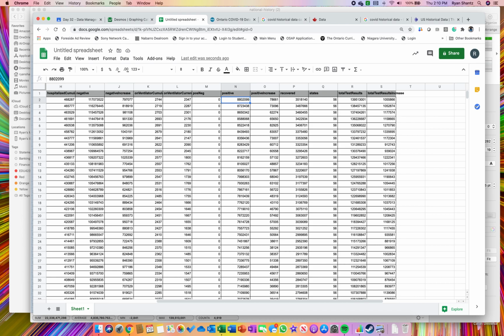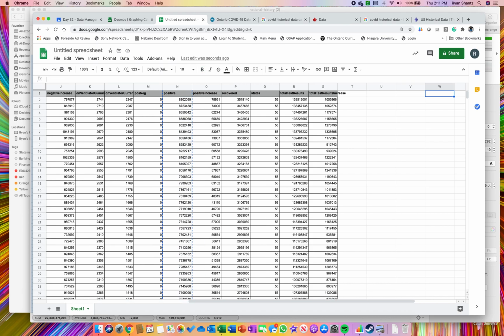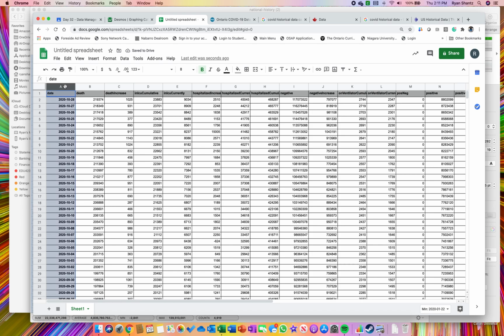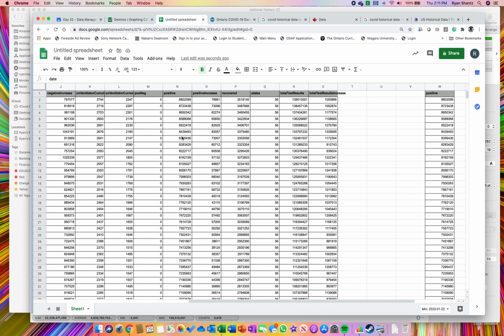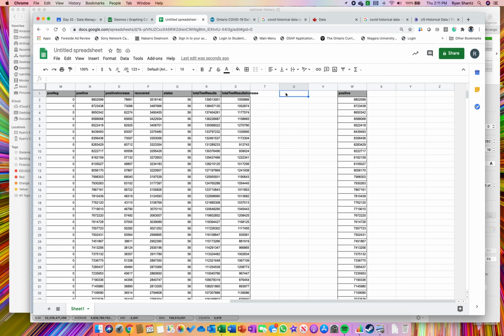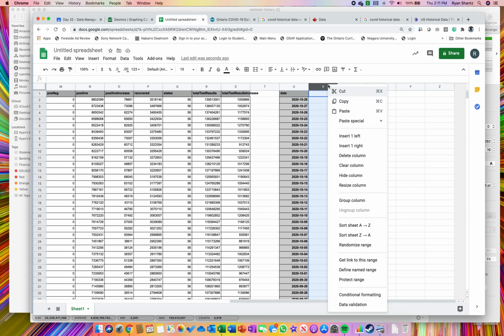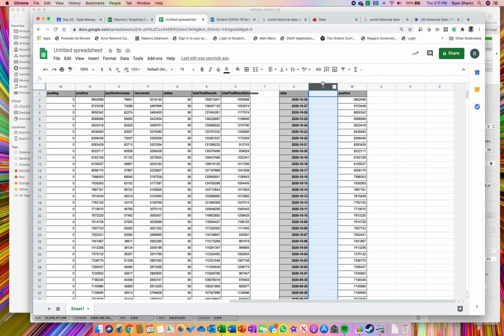I want the number of positive cases, so I'm just going to copy that column and bring it over here. And I want to know the date, so I'm going to Control C that and then paste it here. Control V, or if you're using a MacBook, it's Command V. Now, Desmos does not like date formats. Let me just show you. Let me cut this, or I'll delete this.